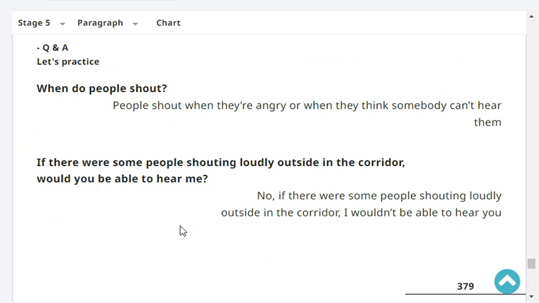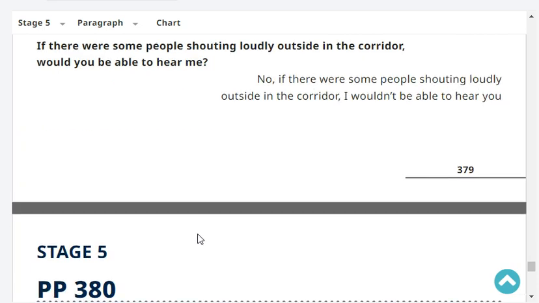When do people shout? People shout when they're angry or when they think somebody can't hear them. Very good.